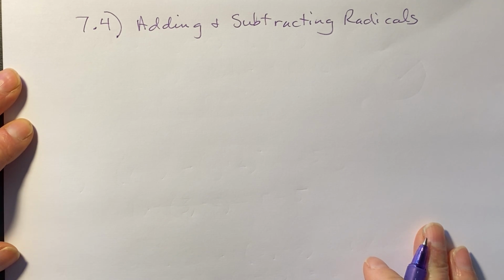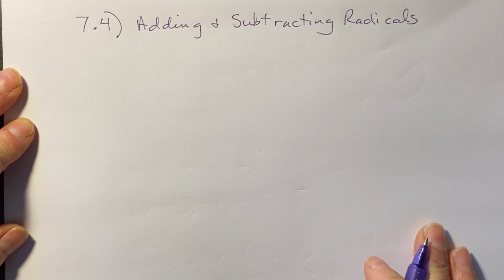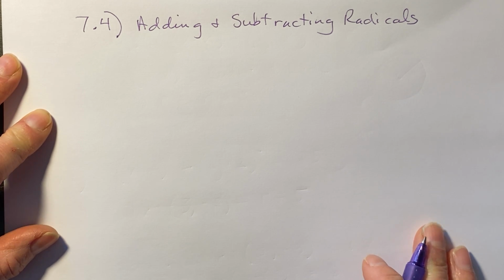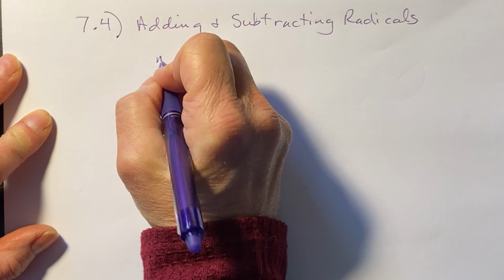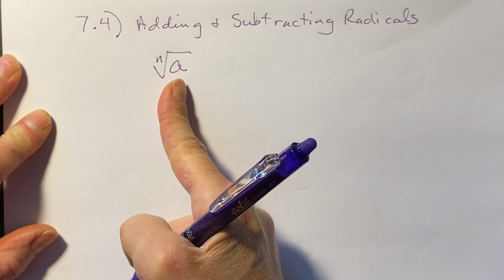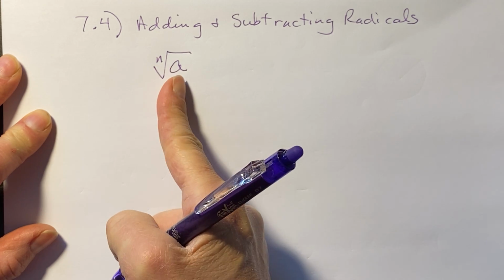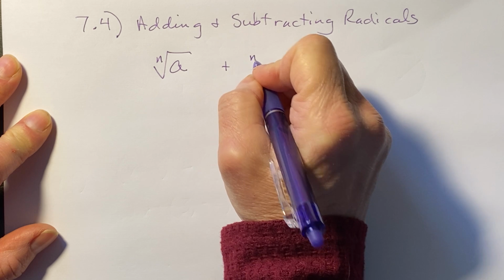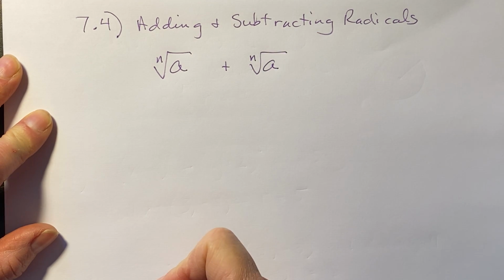All right, so adding and subtracting radicals is a lot like adding and subtracting like terms. The radical has to be exactly the same in order for us to be able to add and subtract them. The radical, meaning the index and also what's inside, okay? That has to be exactly the same in order for us to be able to add them together.